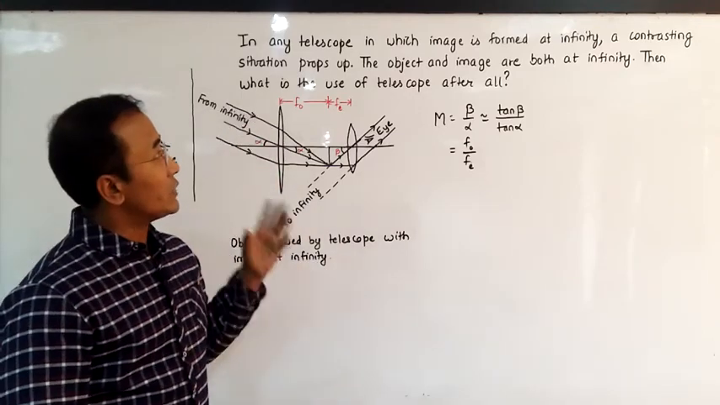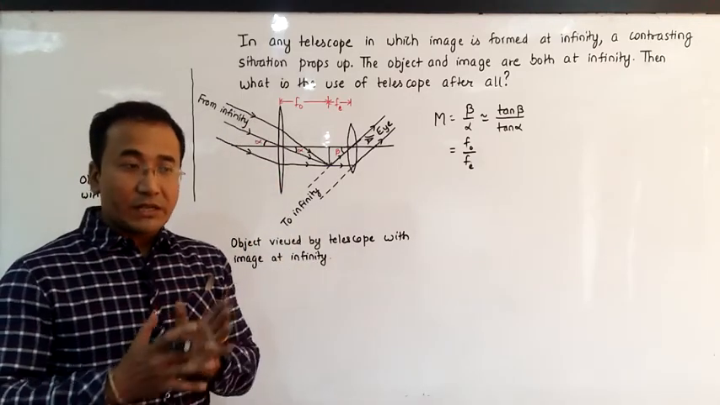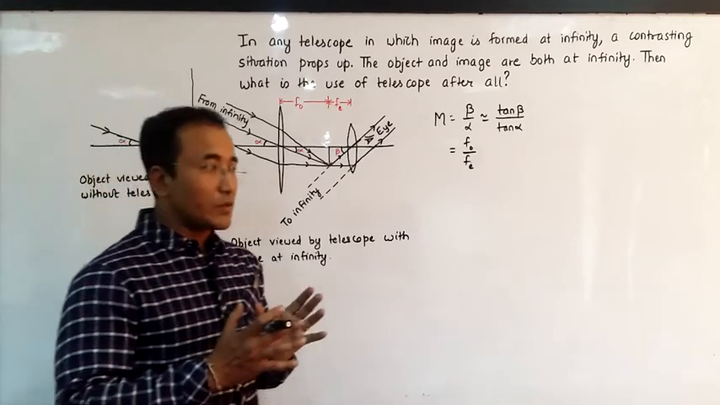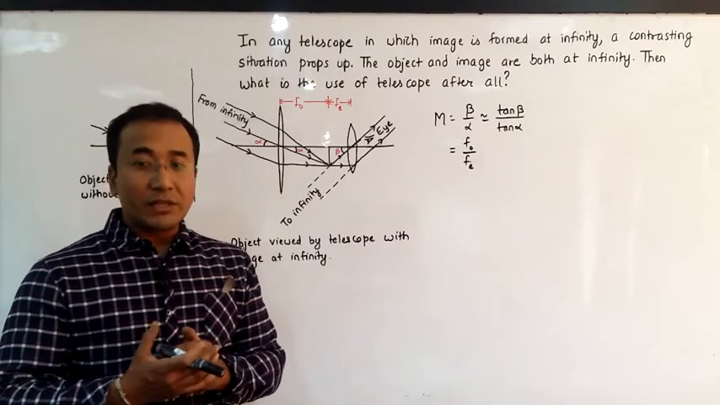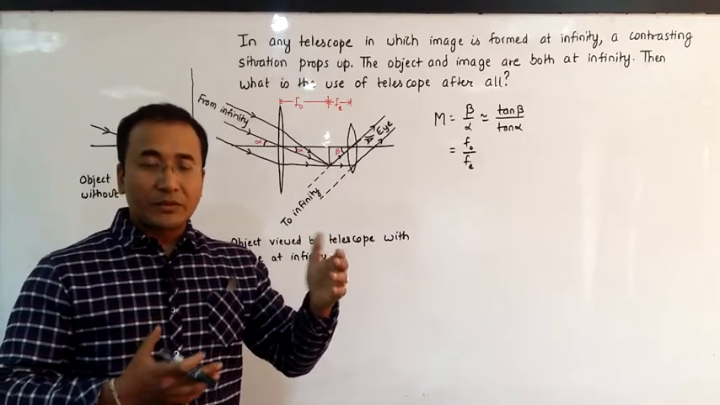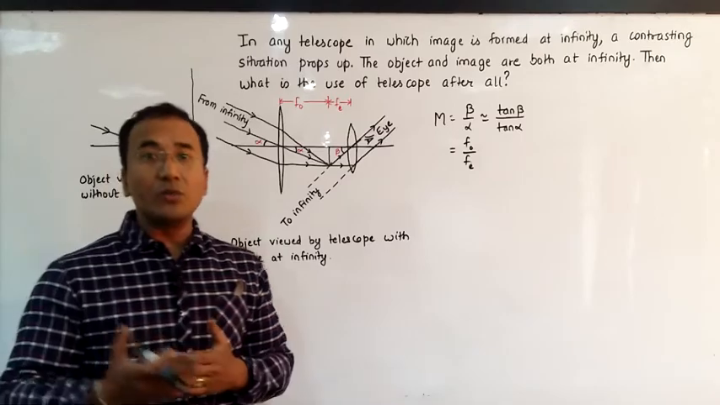So though it says that the image is at infinity, it is actually the visual angle that the telescope increases rather than bringing the thing nearer. Actually, nothing can bring things nearer. So that is just a misnomer, or just a wrong wording.